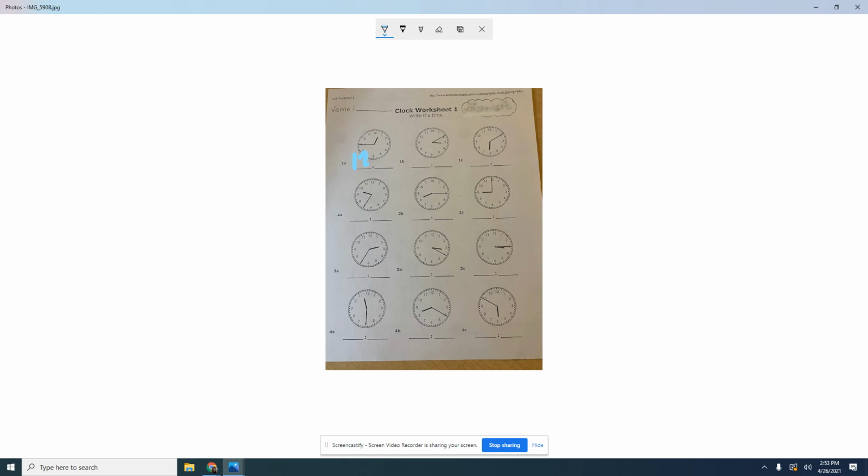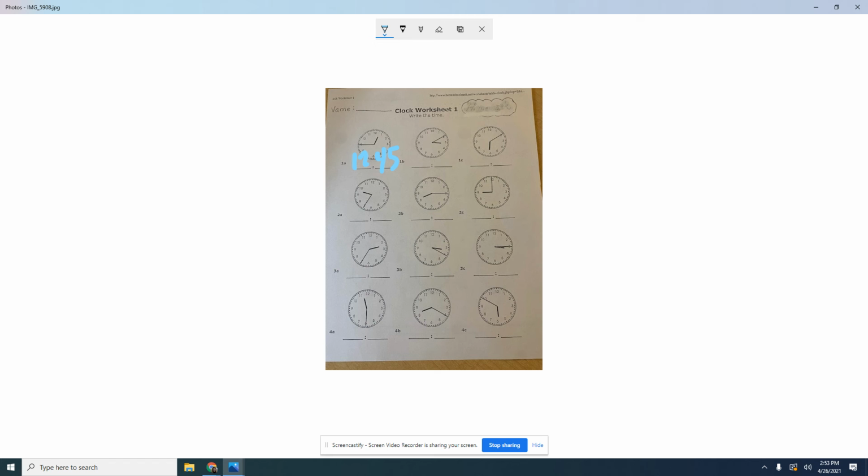And then I look at my minute hand, and to find our minute, we want to count by 5s. We start at the 12, and the 12 is a 0. And we go to 1, which is 5, 10, 15, 20, 25, 30, 35, 40, 45. We stop at the 9, and that would be 12:45.